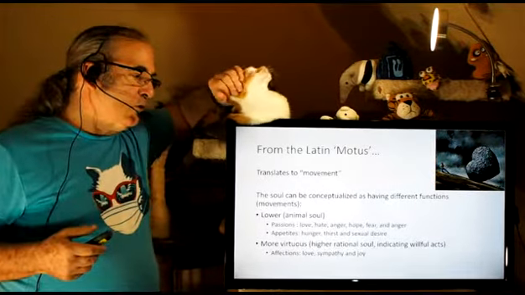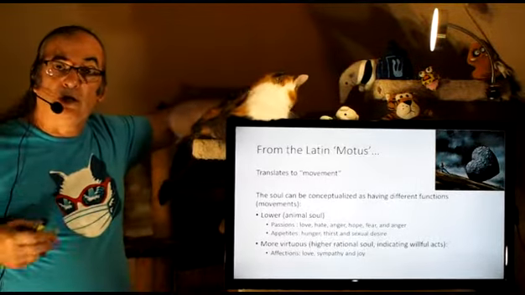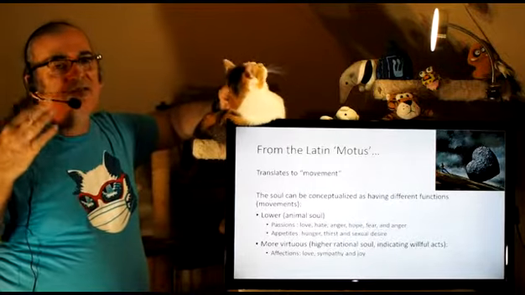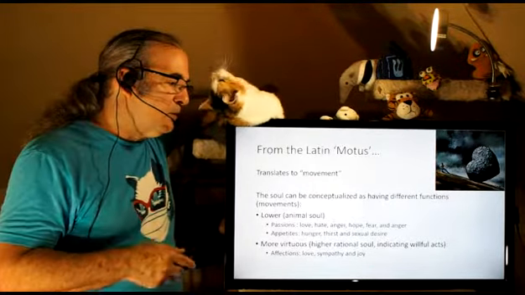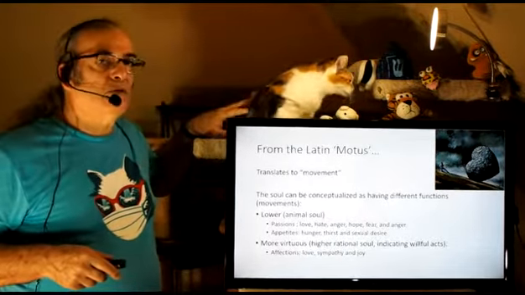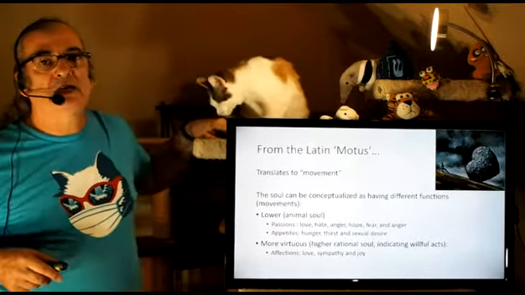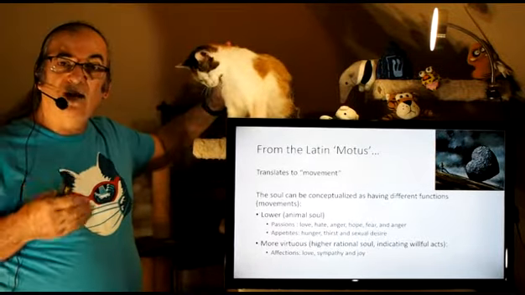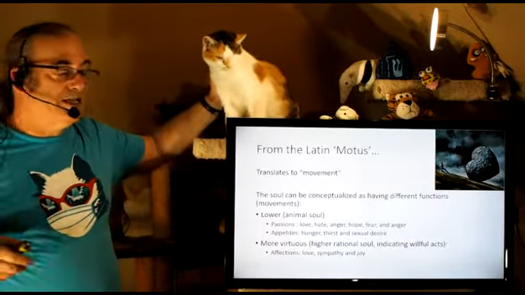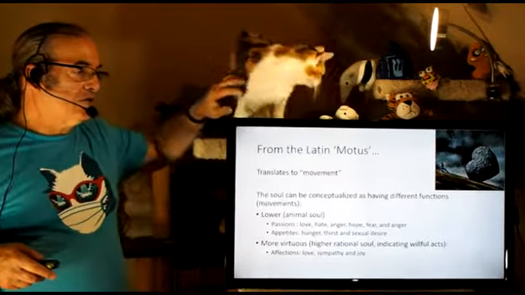The soul can be conceptualized as having different functions, different movements, and you can see where motivations might be part of this conceptually, right? The lower animal soul: passion, love, hate, anger, fear. We're going to talk about basic and complex emotions throughout this course, and you can see that the ancients are in fact making these implications 2,000, 1,500 years ago, right? And then there's the appetites: hunger, thirst, and sexual desire.